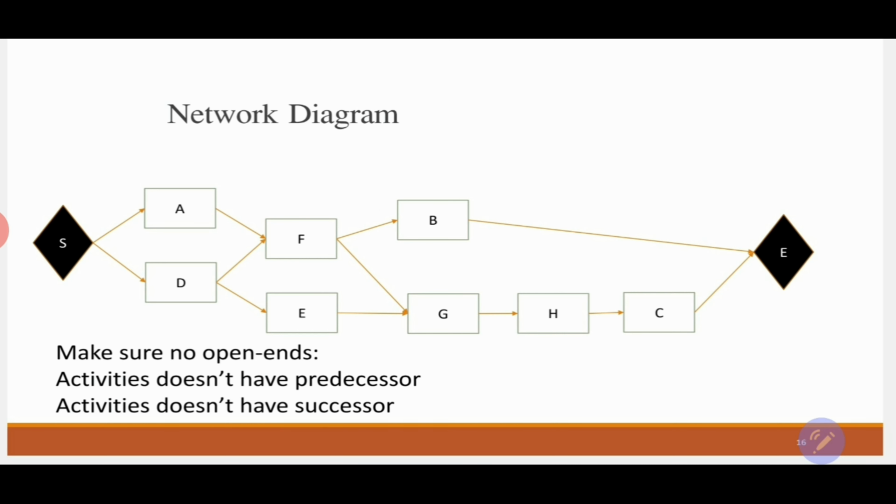So let's look into the network diagram and see activity A, it has a predecessor and a successor. D, it has a predecessor and successor, and so on. F, E, B, C, H, and C. Yeah, every activity has a predecessor and a successor except the start and the end. And in this case, I'm sure that my network diagram doesn't have any loose ends, or any open ends.